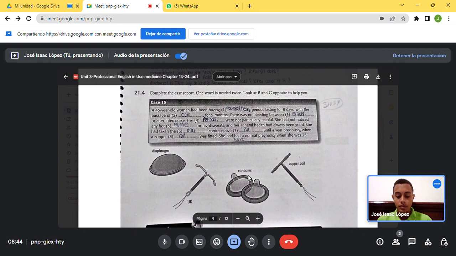Okay, next, the first one is a method of contraception, that is diaphragm. O sea, es un tipo de método de contraceptivo. Next, it is a small device that is placed in the uterus to prevent pregnancy. O sea, es para evitar que la mujer quede embarazada. Eso es un pequeño anticonceptivo. Ese es el IUD.